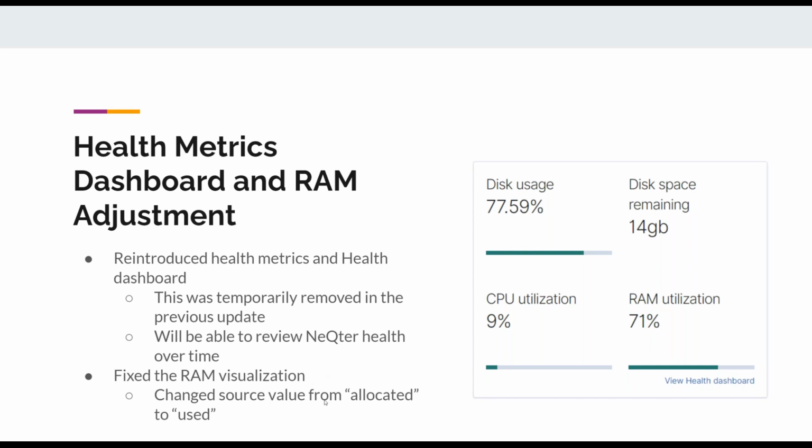What happens is, because we leverage Elastic, it allocates all of the RAM. It takes it all for itself and then uses, of course, less than that. So it was taking up all of the RAM and allocating all of it, hence 99%. But it's using much less, 20 or 30% less. So we changed the source value from allocated to used.